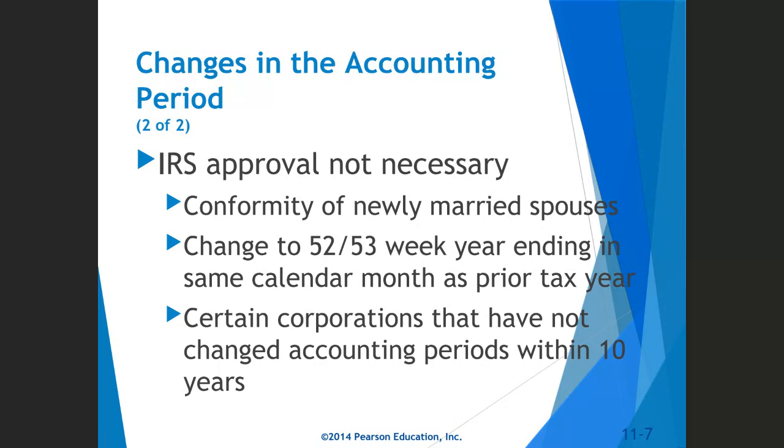Month as per prior tax year. التوافق بين سنة التقرير المالي والسنة الضريبية. Conformity between financial reporting year and tax reporting. في بعض الشركات اللي ما تغيرت المحاسبة فيها لفترات طويلة خلال 10 سنوات. Certain corporations which have not changed accounting for periods within 10 years. فيكون في توافق بين سنة التقرير المالي والسنة الضريبية الخاصة لها. إذا حدث عدم توافق وهي لم تتغير لفترة طويلة فيمكن أن تتغير بهذا الشكل.